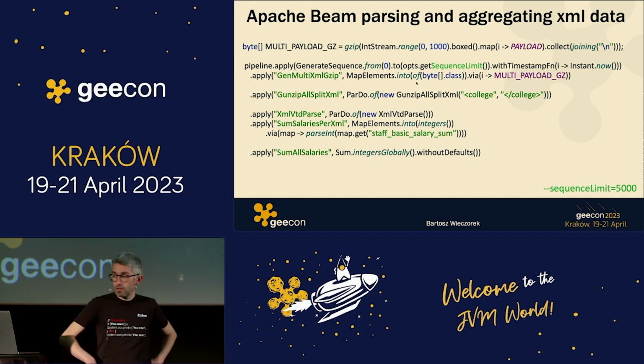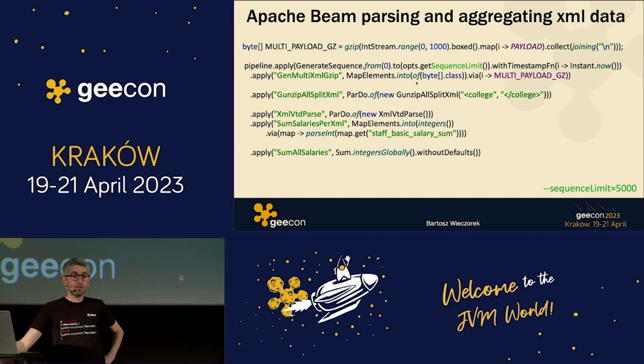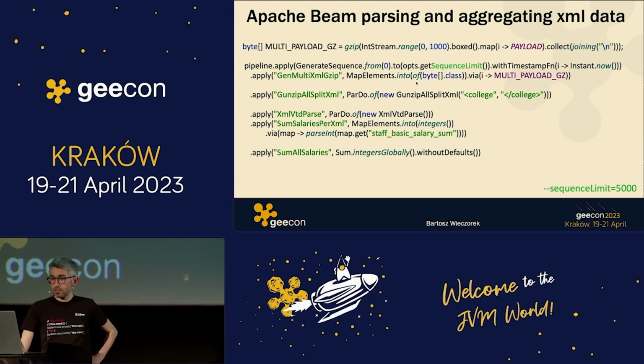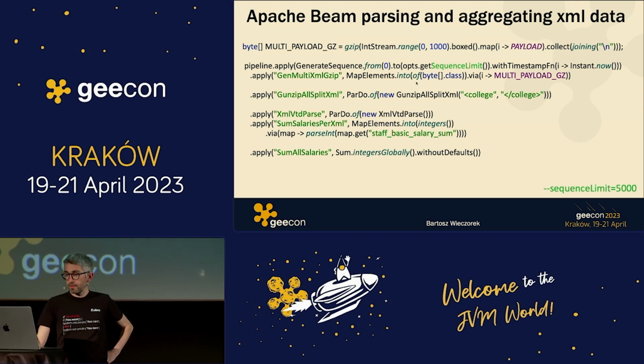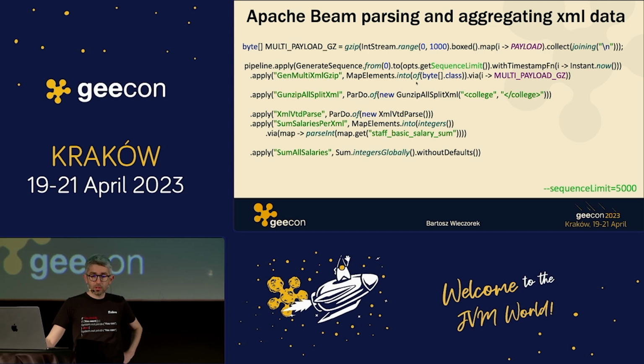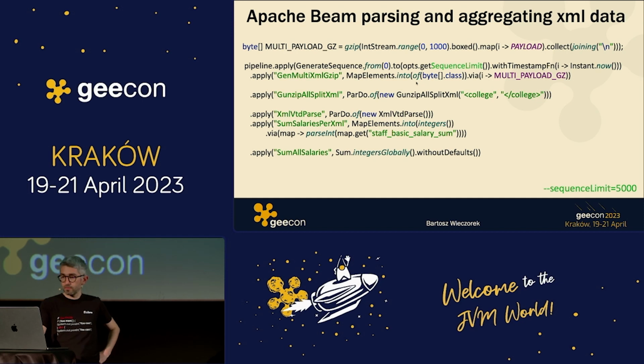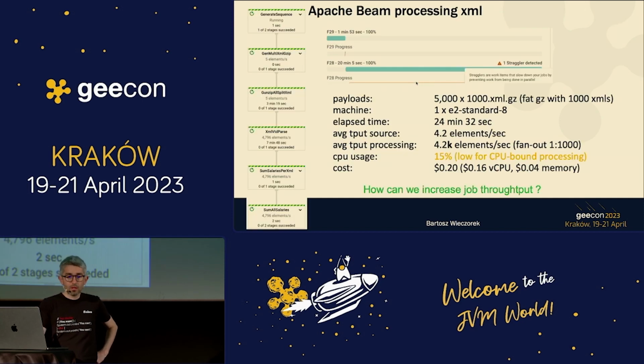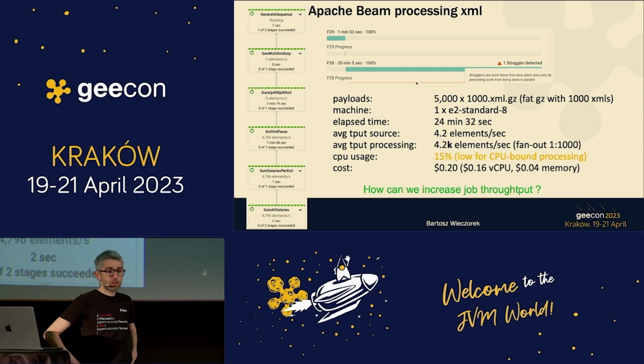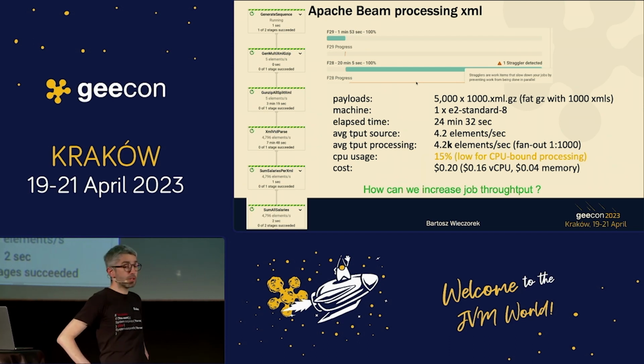Okay, so I hope you understand the goal. Again, this is still a batch job. So we know in advance that we will be processing with the sequence limit 5,000. So bottom line is that we need to process 5 million XMLs, and we want to get the sum of salaries. So what are the results? Let me show you the pipeline first. So these are all the building blocks.